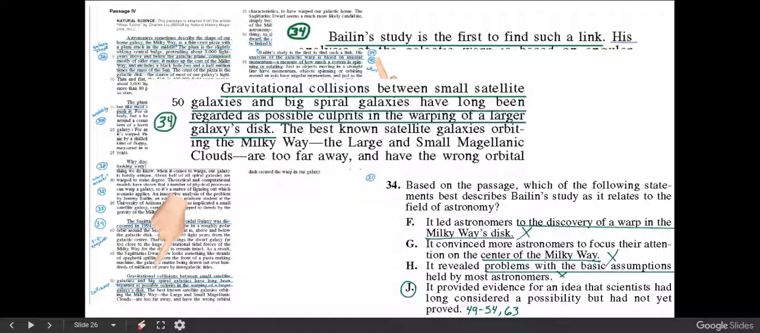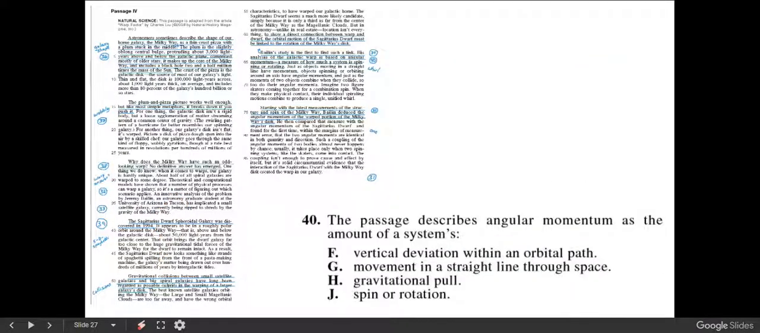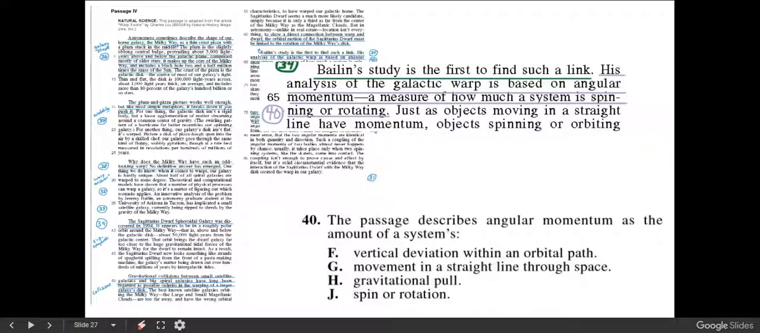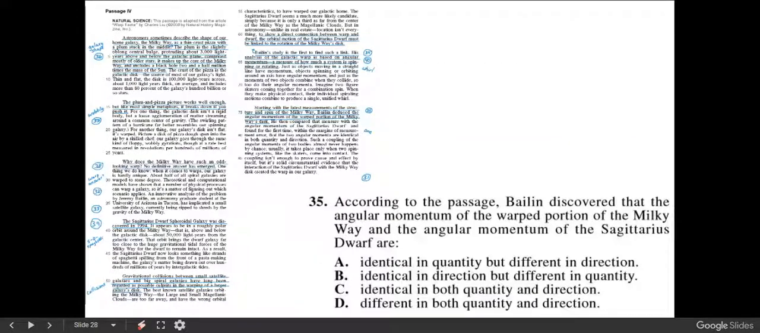So J, provide evidence the scientists had long considered a possibility not yet proved. So it's a theory, not something that's proved. So choice J, and that's a tricky one to find. And if you map the passage, you might have missed that one. So now we're at question number 40. The passage describes angular momentum as the amount of a system's what? So angular momentum. It's up here around line 64. His analysis of the galactic warp is based on angular momentum, a measure of how much a system is spinning or rotating. So J, pretty straightforward.